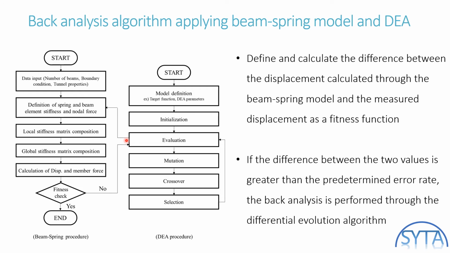The differential evolution algorithm calculates the fitness of each entity through the beam spring model for initial randomly generated target variables. After this, individuals with good fitness are left, and the rest are improved to have good fitness through mutation, crossover, and selection process, and this process is repeated as many as the predefined maximum number of iterations.